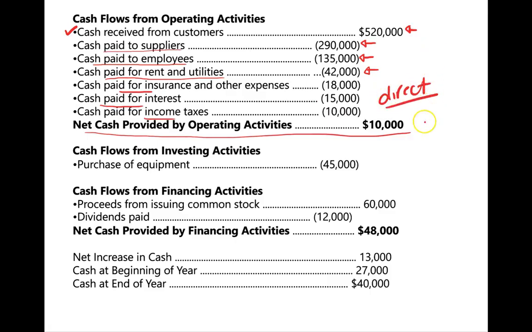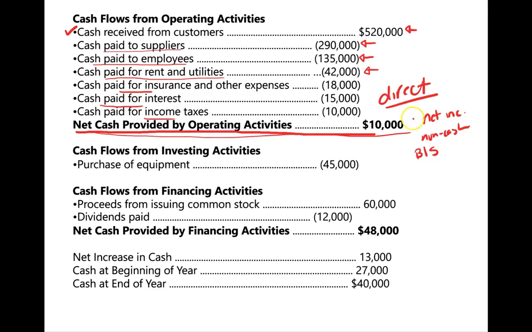The indirect method, if you recall, starts with the net income from the income statement on the accrual basis, and it adjusts for all the non-cash income and expenses, and then it converts the balance sheet items into a cash basis. So at the end of the day, both methods will result in the same net amount, net cash provided by operating activities. It's just a matter of which method you use.